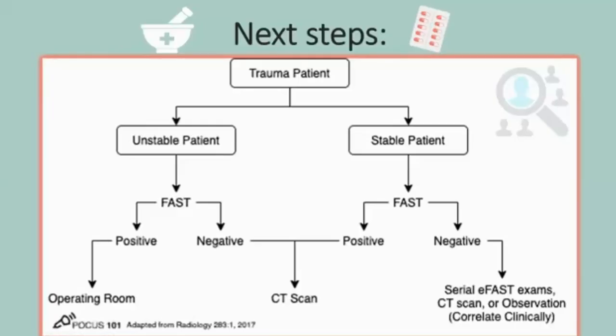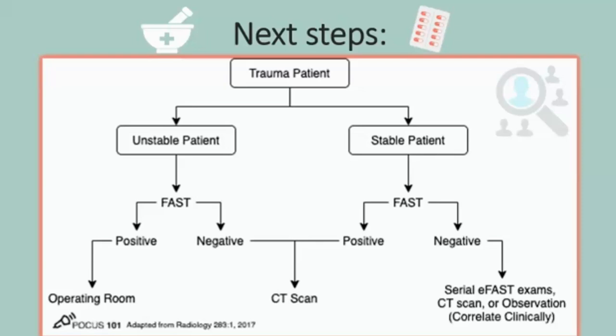In terms of the next steps with EFAST, if you've got a trauma patient, this is just a nice summary. If it's an unstable patient, you can do a quick FAST. If the FAST is positive, then the patient probably needs a laparotomy and you should take them to theatre. If the FAST is negative, then like I said earlier, it doesn't really mean anything. But if the patient is unstable, you need to still do a CT scan if you've got a high index of suspicion of an intra-abdominal injury.